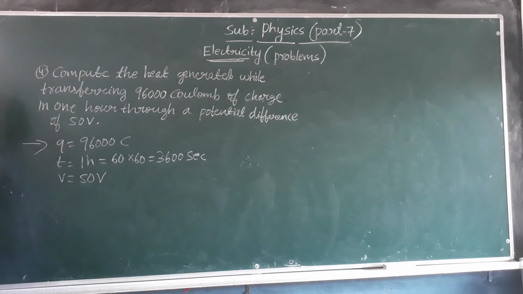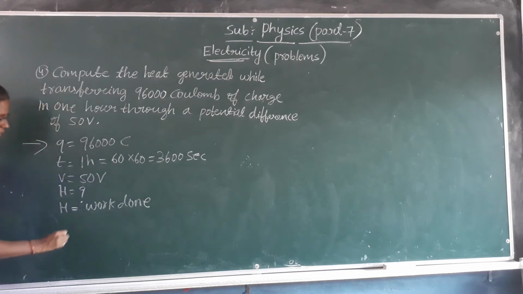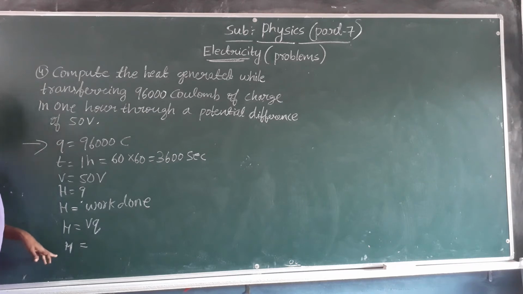Then you have to calculate how much heat is generated. So heat generated is equal to the work done. Work done is nothing but V into Q. So H is equal to V into Q. Substitute the values. What is the value of V? What is the value of Q? Then we can get how much heat is generated.